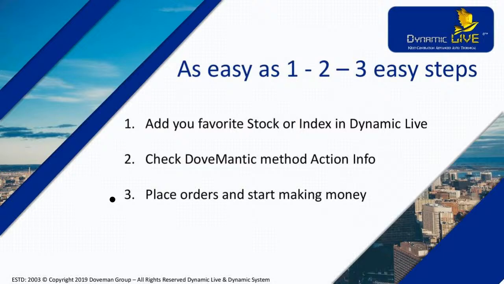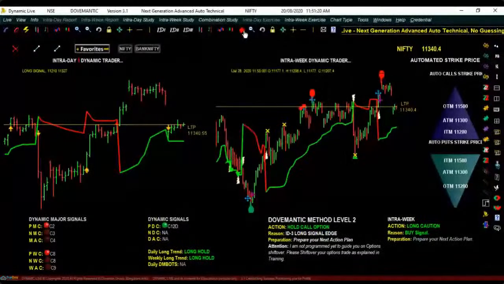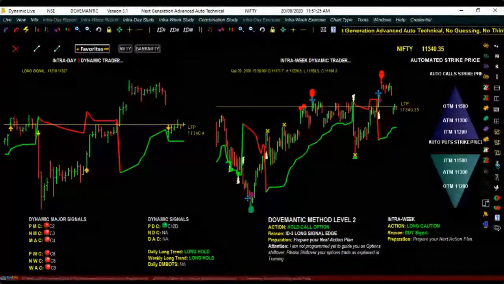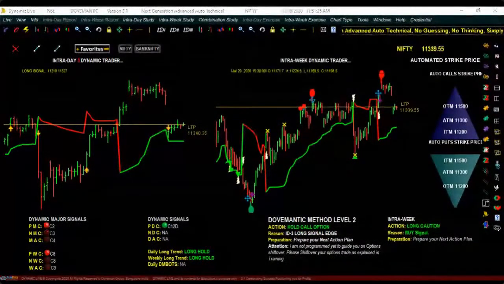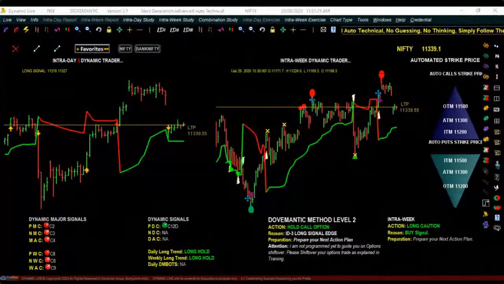So today let's have a look at this dynamic live in the real-time market and try to understand how easy it is. And for us to check this, I request any of you to suggest your favorite stock or index so that we can see what this dynamic live is telling us to do. So this is dynamic live. Now there are a few of you who have suggested your favorite stock. So before we get into that, first let me tell you the 1, 2, 3 easy step process.